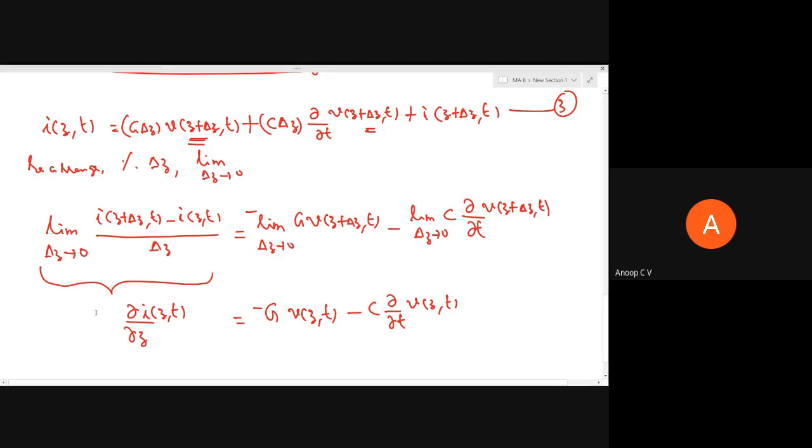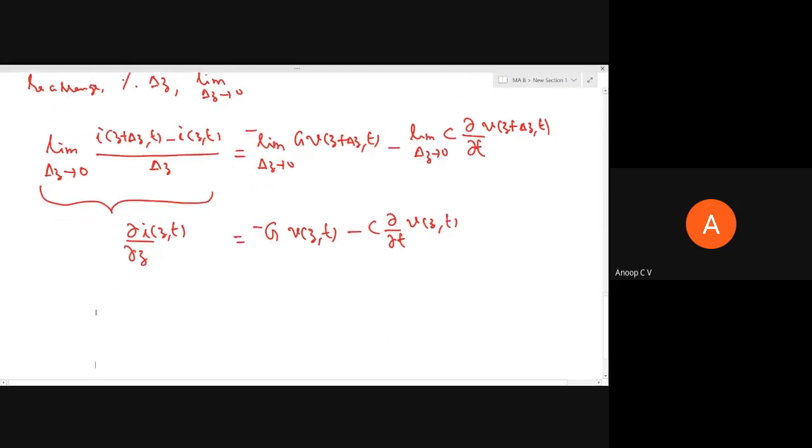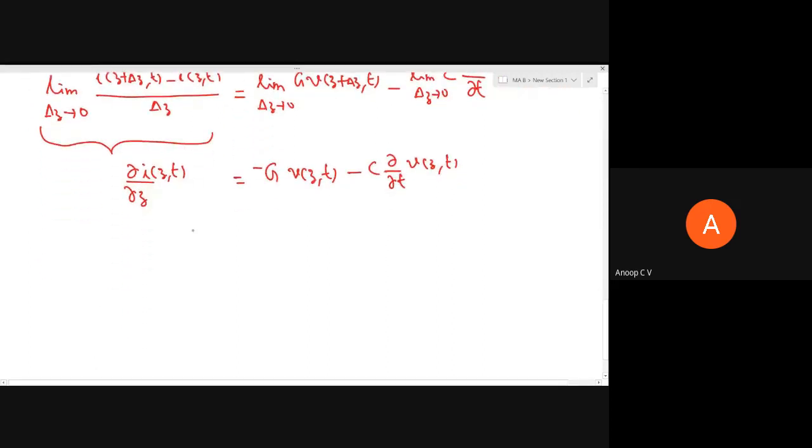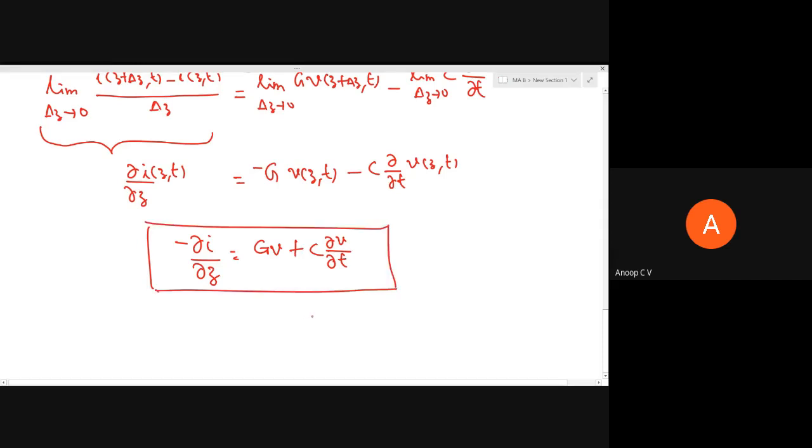Then again, just like how we did for the voltage equation, I'm going to rewrite it. I'll write minus dou I by dou z is equal to GV plus C dou V by dou t. This is another coupled telegraphist equation. It will give you the variation of current, the space rate of change of current. Of course, it's coupled with voltage.